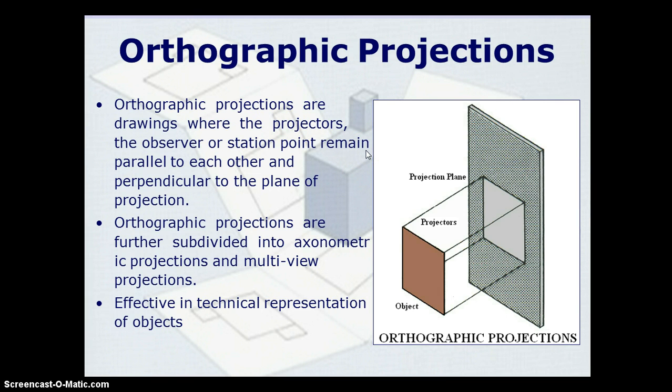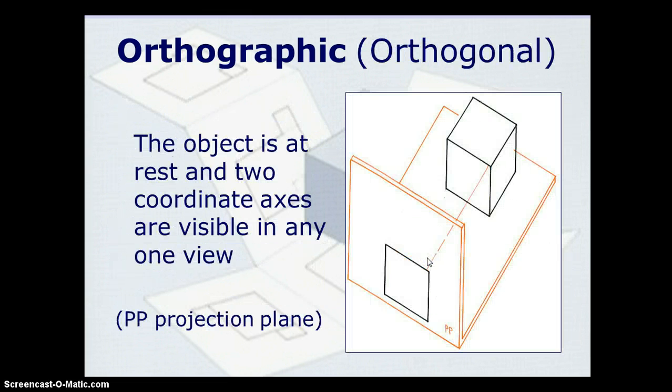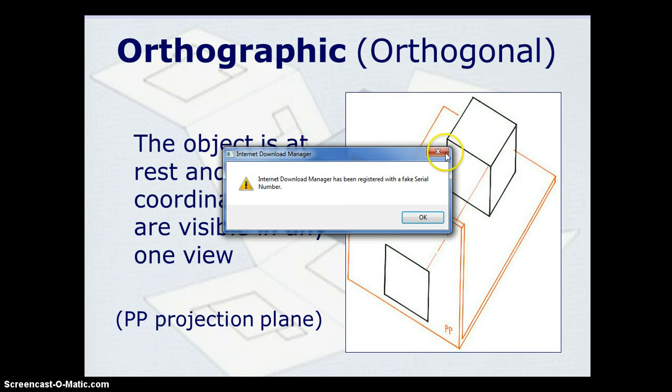What is orthographic projection? The projection where the projectors, the observer and the station point remain parallel to each other and perpendicular to the plane of projection. These orthographic projections are divided into axonometric projections and the multi-view projections, and this is very effective for technical presentations. The object is at rest and two coordinate axes are visible in one view. The projection plane is denoted as PP.